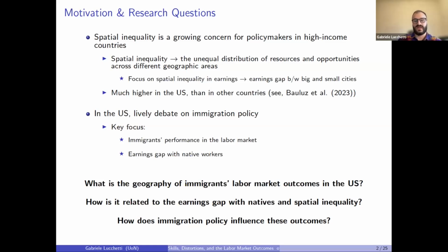Policymakers in the US are also debating immigration policy. Among many aspects, one of the key focuses is immigrants' performance in the labor market and how the earnings gaps with natives evolve through time and statically. With this paper, I'm trying to merge these two research and policy agendas, and I answer questions related to the geography of labor market outcomes of immigrants in the United States, how this relates to the earnings gap immigrants face relative to natives, and how it relates to spatial inequality in this country. Finally, I answer a question related to how immigration policy influences these outcomes.